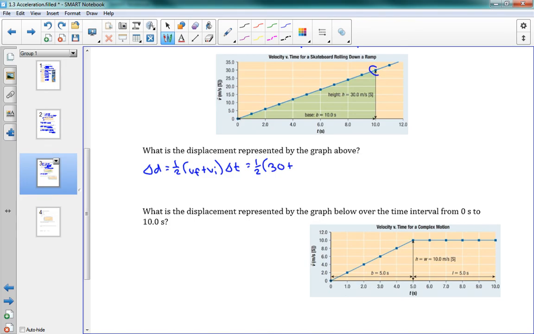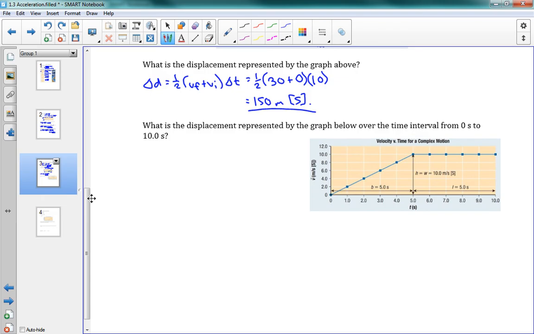So final is 30, initial is 0, and we multiply that by the base, so 10 seconds. Good, and this gives us 150 meters south. So that tells us that in those 10 seconds, that person traveled 150 meters. And it's really as simple as that. We just take the area under the graph, it gives us the displacement.